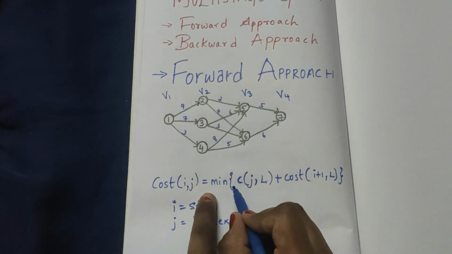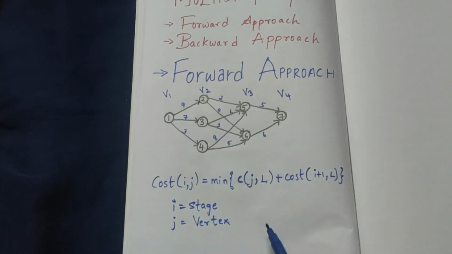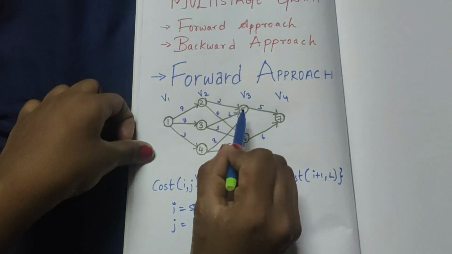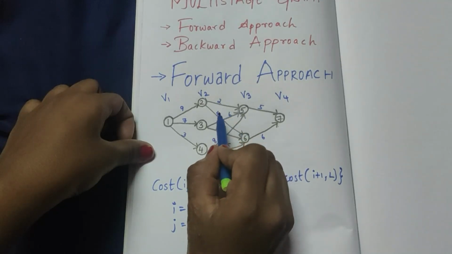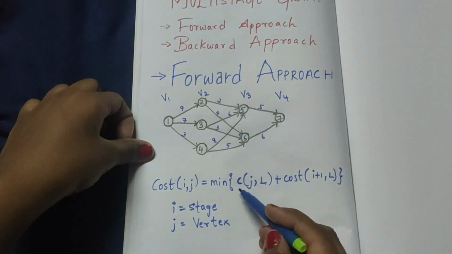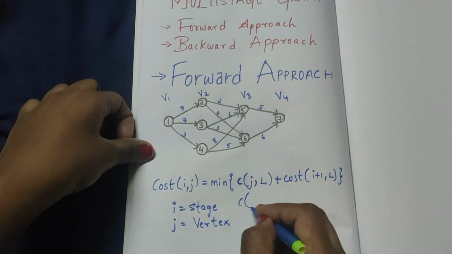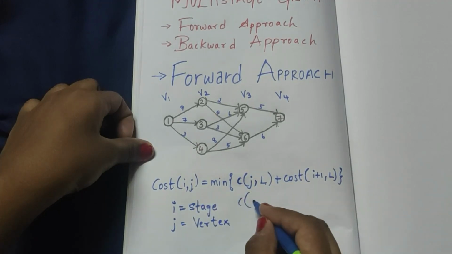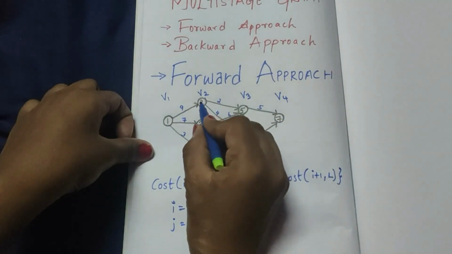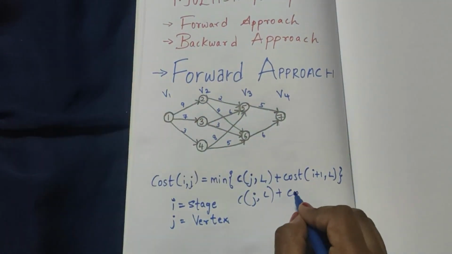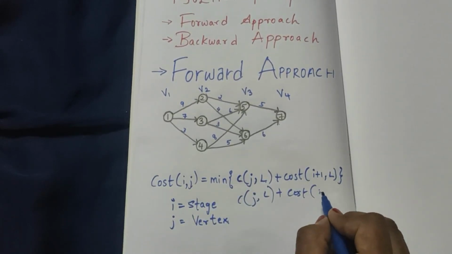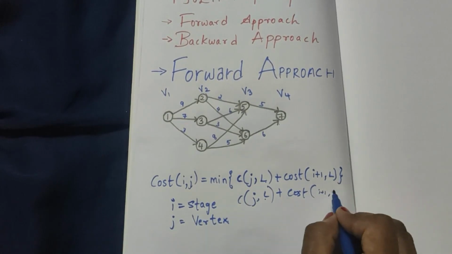So where do you apply this formula? In this forward approach, from 2, if you see there are two arrows going to two different vertices. So I need to find which is the minimum value between these two vertices. So I need to apply this formula. Here c of j is this value. So I'll be writing here l will be this value 5, because from this to this one. And the cost of i plus 1. So whatever your i value will be, you need to increment that one. And then your l value again you need to take this.